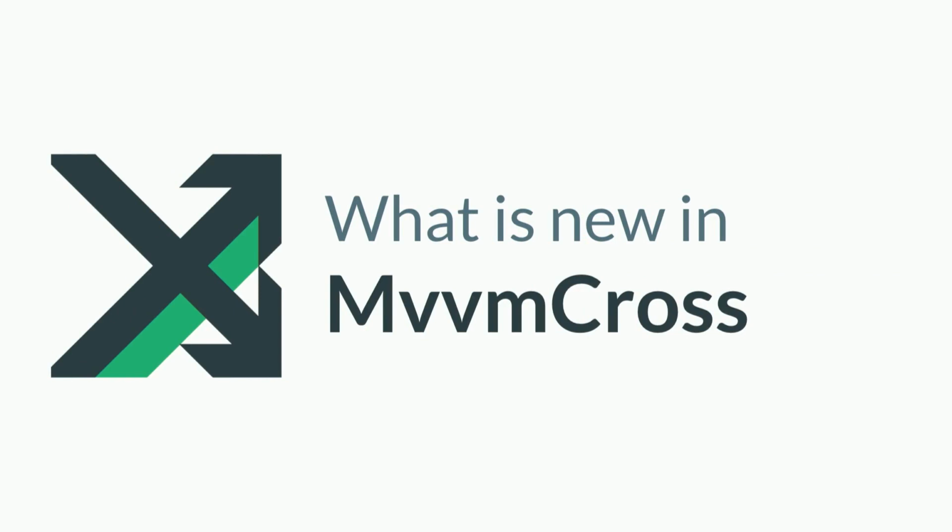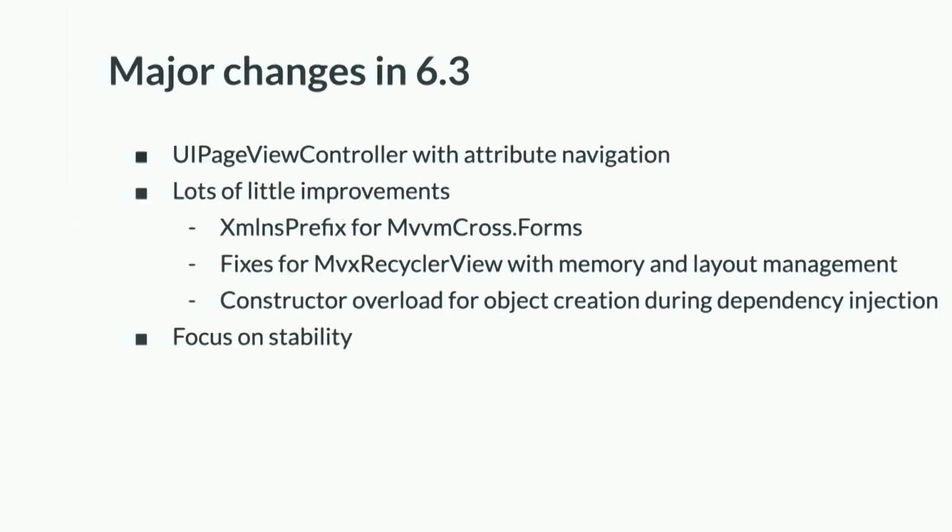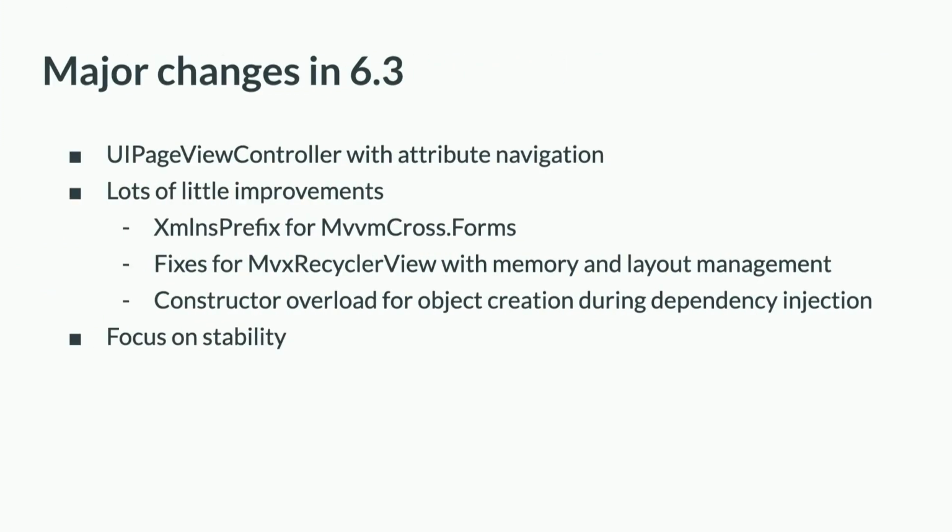So for everybody here that knows MvvmCross, I just want to give you a little update on what's new. In 6.3, the latest version, we added UI page view controller navigation with the attributes. So sometimes you have these pages where you sort of swipe through and you go to the next one. On Android, it's called a view pager. And with this attribute, you can just put it on top of any page. It will put itself into a page view controller, and you'll be able to swipe through back and forth, and it will handle all the navigation within that for you, and the events as well.